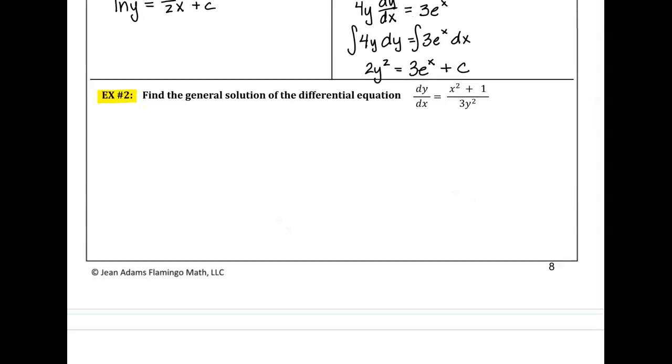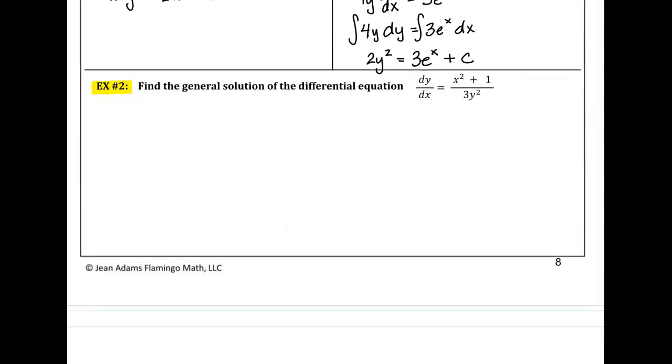Now, I don't know why this one makes me nervous, but Jean left us a huge box, which tells me this could get dicey. I don't know. It looks like this is a good example of where we can just cross multiply to separate.